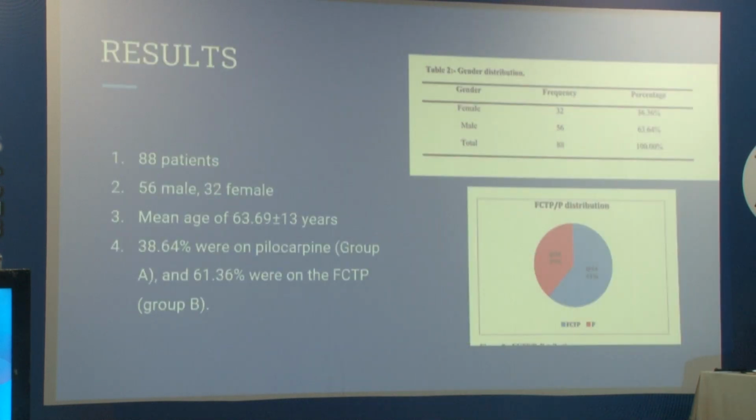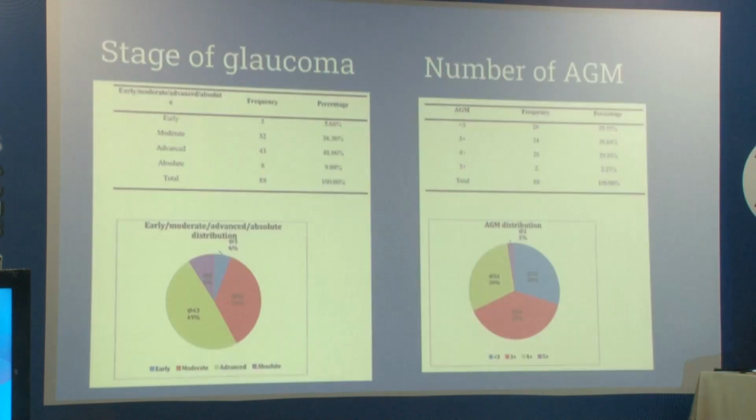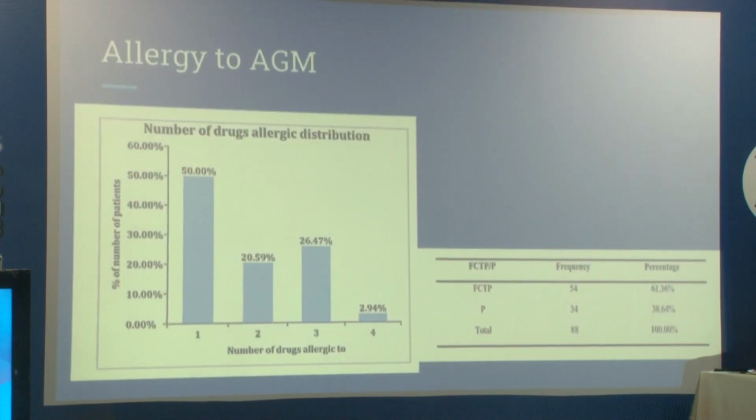And so there were 56 male and 32 female patients with a mean age of 63, and 38.64% were on pilocarpine and 61.36% were on the fixed combination. For the diagnosis, most of them were secondary glaucomas, about 45%, and of these, most of them were post-VR surgeries. The glaucoma was advanced in nearly half of them, and the number of anti-glaucoma medications was fairly evenly distributed, with pilocarpine being the 4th or the 5th medication in many of them. It's interesting to see that a lot of patients were actually allergic to one or more anti-glaucoma medications.